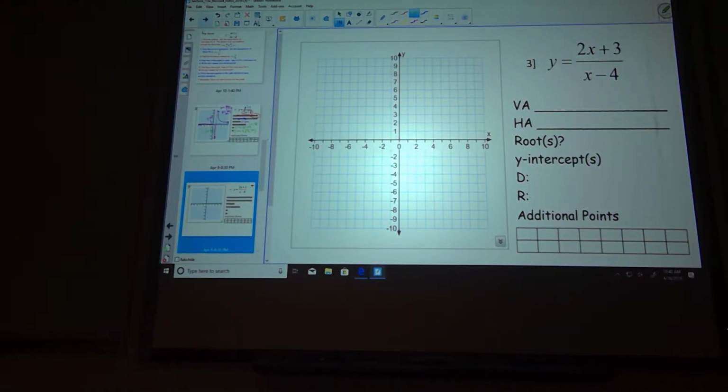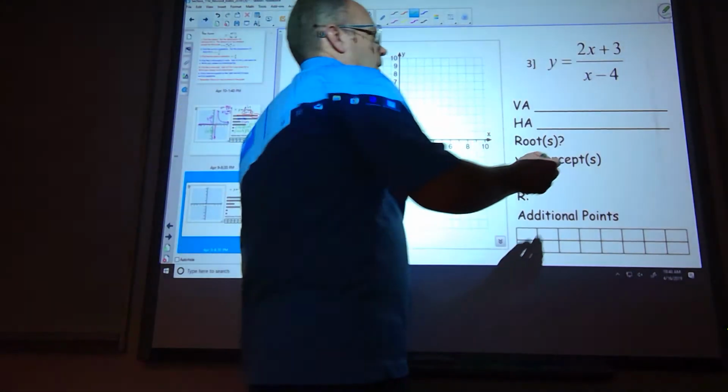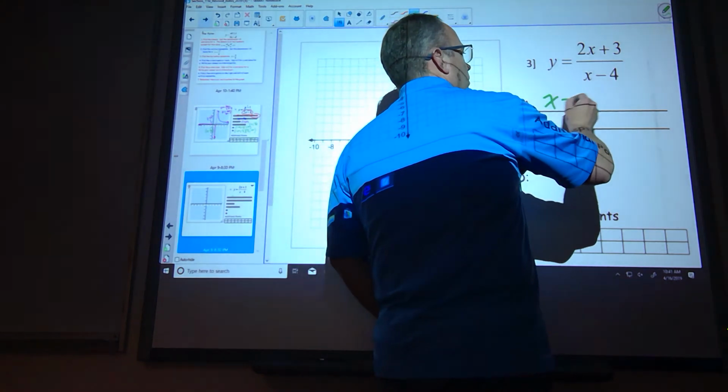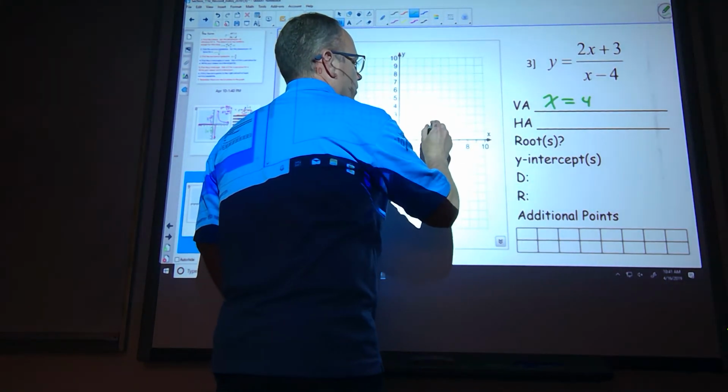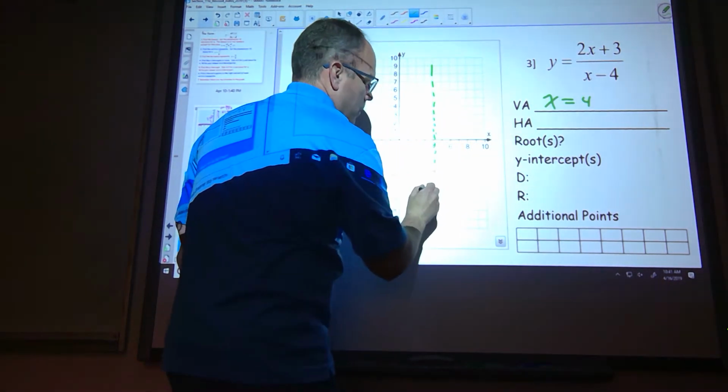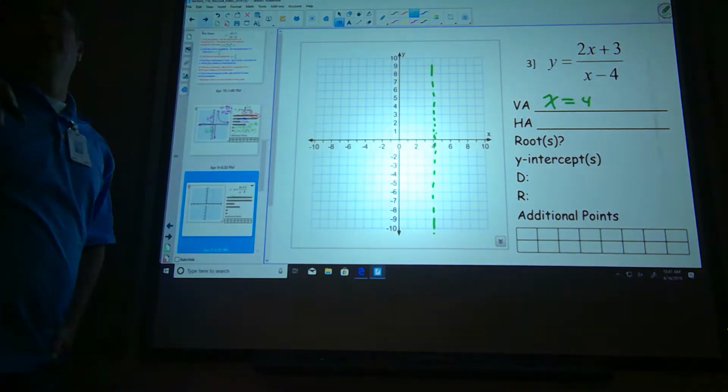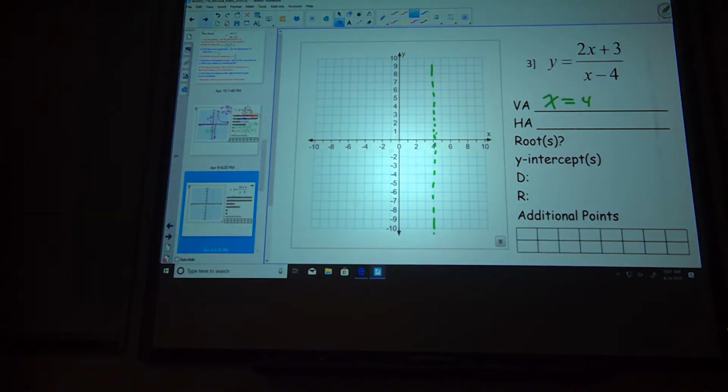So let's walk through it. Vertical asymptote. It's where the denominator is 0. So where's the denominator 0? 4. By this happening, it tells us it's going to cross the y-axis guaranteed.